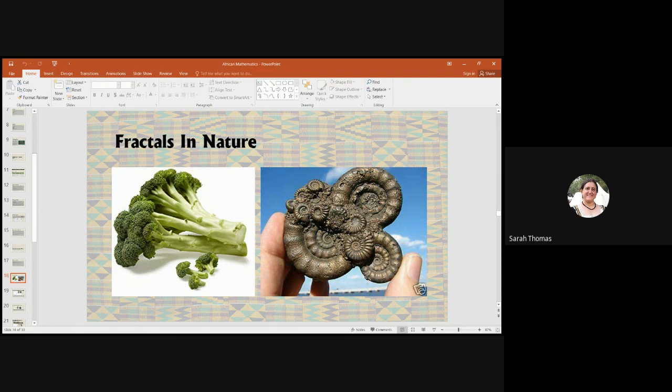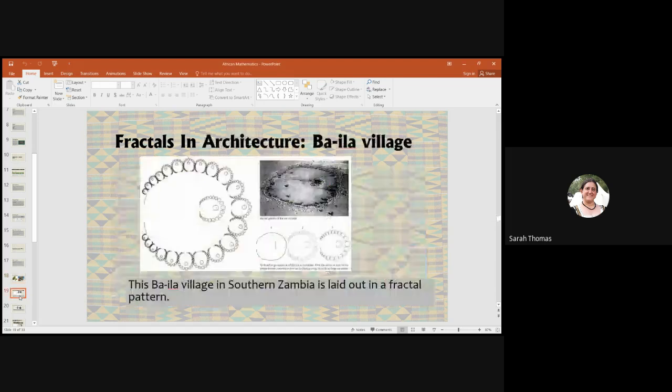They are different sizes, but they're the same shape. And a lot of shells take this kind of form where they're self-similar because of the way that the animals grow the shells. But I wanted to show the broccoli because it's familiar, but the shells because the shell thing where there's different levels of magnification in different spots, this is more like the fractals that we see in African mathematics.